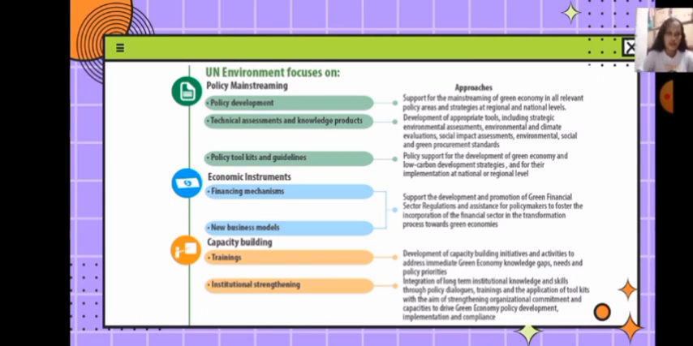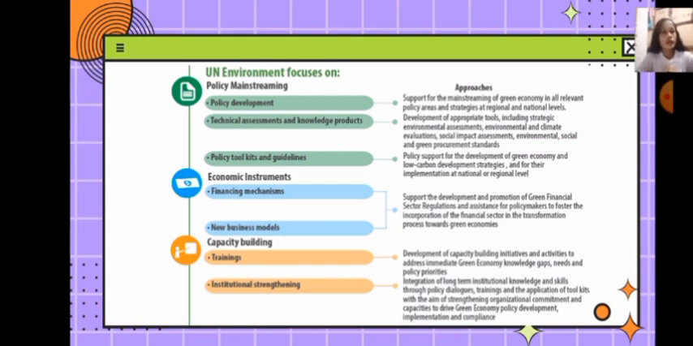So, this illustration or this approach is focused on policies, economic instruments and capacity building that need to be worked out in order to help attain energy efficiency and, at the same time, productivity in society.